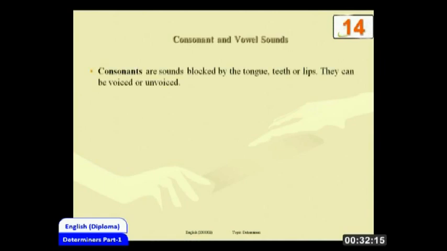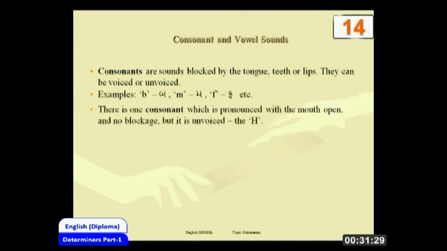Now let us understand consonants or consonant sounds. What do we mean by them? Consonants are sounds blocked by the tongue, teeth or lips. They can be voiced or unvoiced. Remember, friends, vowel sounds are made with the mouth open, whereas consonant sounds are blocked by the tongue, teeth or lips. Examples of consonant sounds are b, m, f, r, k, etc. All these sounds that I have just spoken are blocked either by the tongue, teeth or lips, and that's why they are known as consonants.